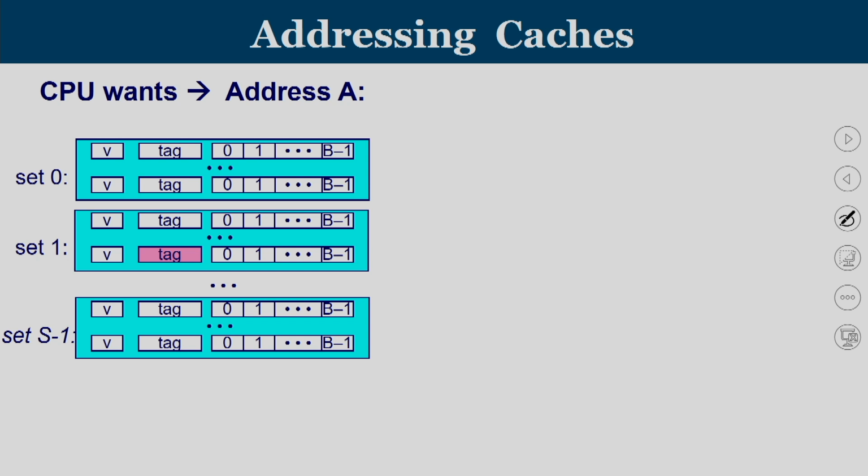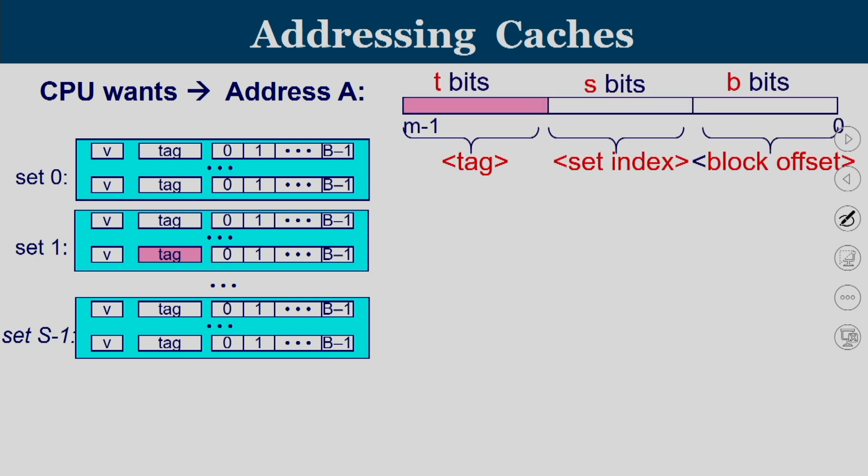So, when the CPU wants an address A, let us say it is a 32-bit address. We will assume this is called a physical address. This address A is divided into tag bits, index bits and offset bits: the block offset, set index and tag. There will be T bits for the tag, S bits for the index and B bits for the block. Remember, these T, S and B are the ones we have seen.